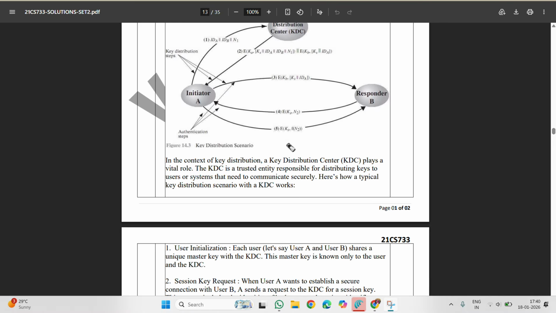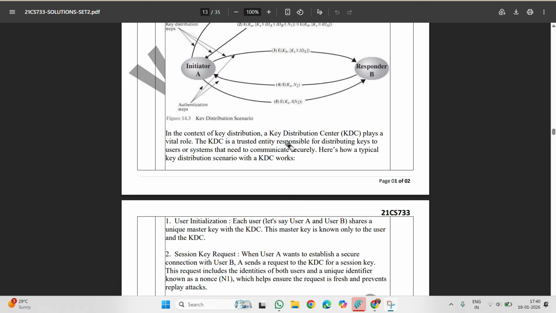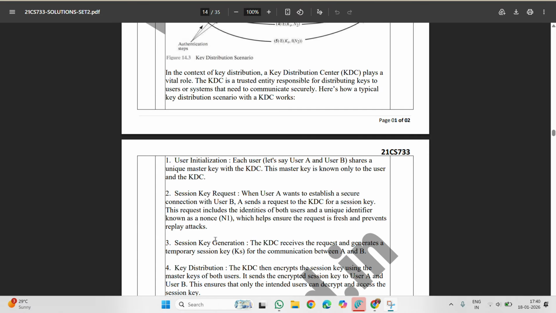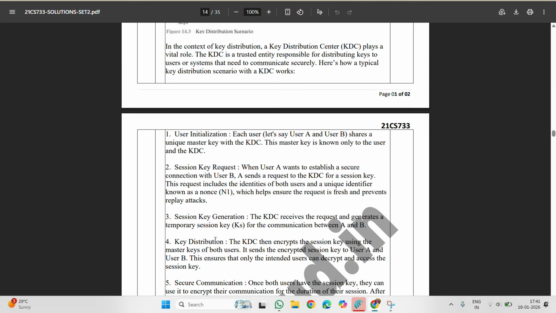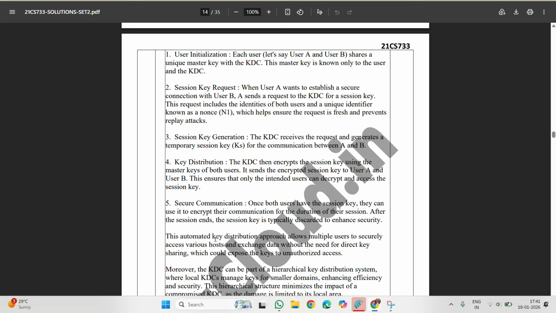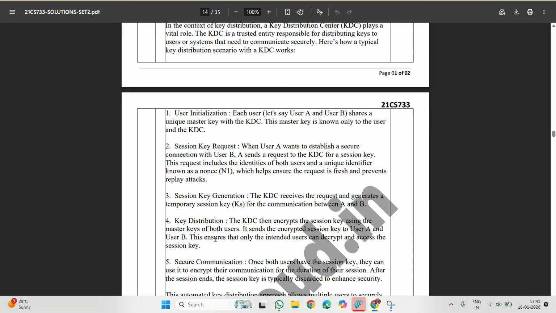And explain the working procedure of the key distribution scenario, like user initialization, session key request, session key generation, key distribution, secure communication. These are the 5 steps included in key distribution scenarios.